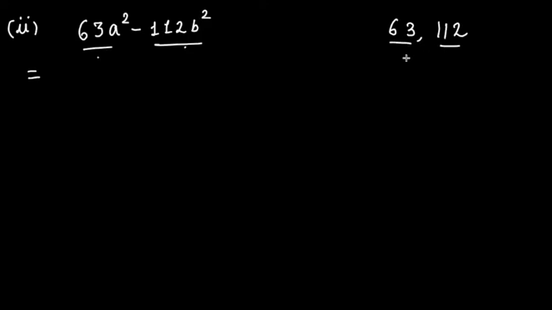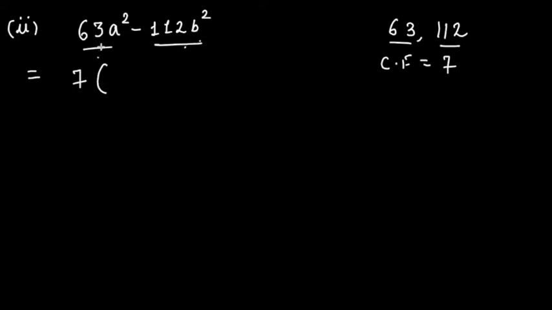The second part is again 63a square minus 112b square. Now again it's a binomial, but 63 is not a perfect square number, and 112 is also not a perfect square number. So we will be taking something common as we have done in the previous exercise. So for 63 and 112, the common factor is 7. Both are divisible by 7. So I am taking 7 out. A square and b square, nothing is common.